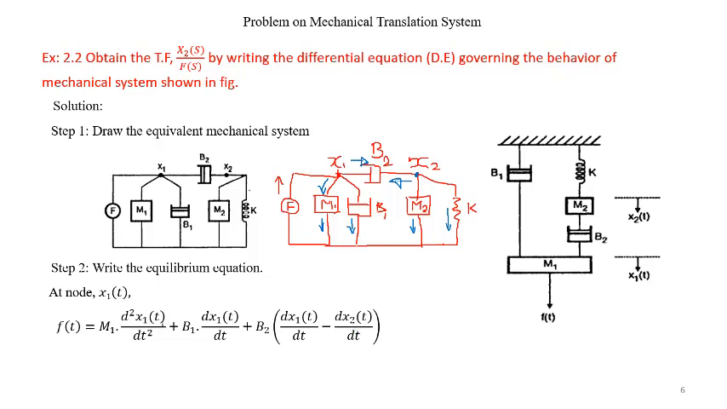This is how we write the equilibrium equation for x1 of t. So while writing for x1 of t, we only consider the first half part, this half part. We don't consider the other half part. From here whatever is going out, that we are going to consider.